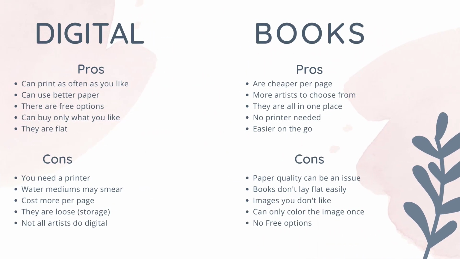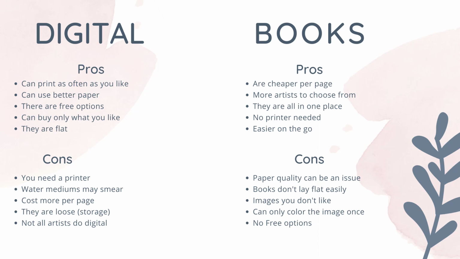So let's look at the pros and cons of each type of book. We're going to be comparing digital pages to traditional bound coloring books. So probably the biggest advantage that I think digital has over books is that you can print as often as you want. So if you start a coloring page and mess up, you can just simply print another one and start over. The other big advantage is you can print on better paper than is found in most coloring books.